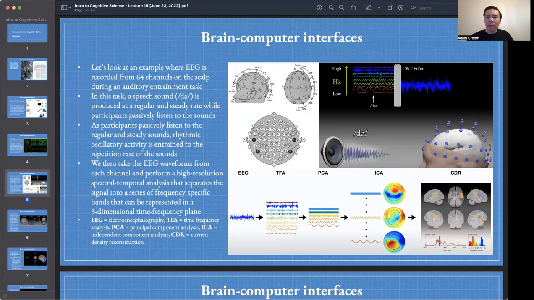Here in the figure, top left, we see a picture of someone's head and the positioning of the EEG for recording. This is just standard positions on the scalp to record EEG data. Here we see the EEG signal. Here we see that a time-frequency analysis is performed on the EEG signal. Next, we have a principal component analysis, which gives us this. Then we have an independent component analysis, which gives us this. And then finally, we have a current density reconstruction, which provides us with this.